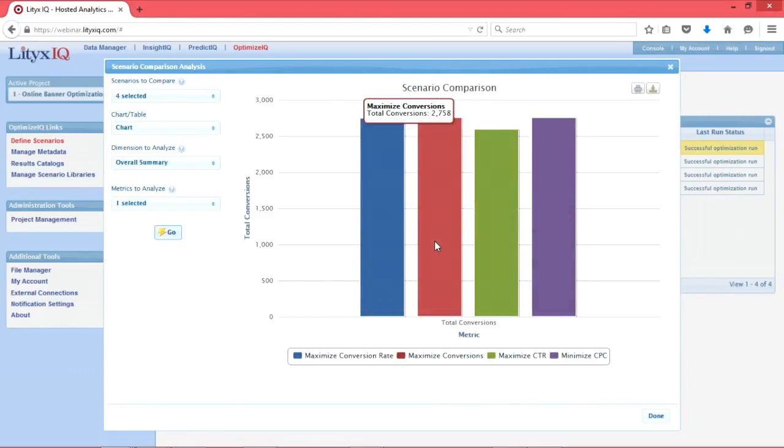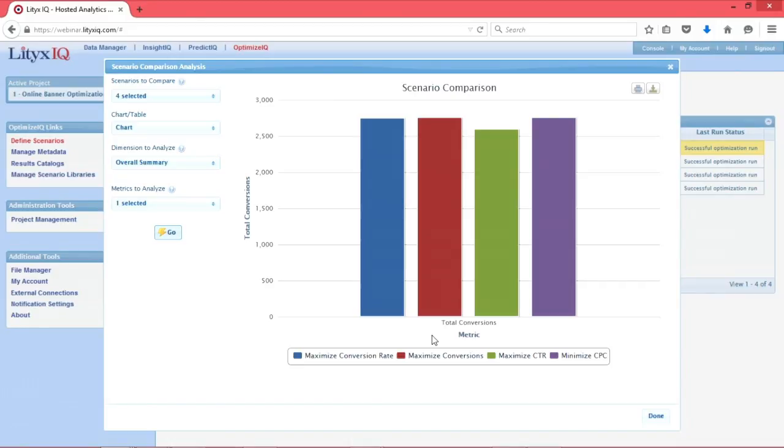Okay, what's always interesting here is that obviously the scenario that we set up to maximize conversions should be, and is, the one in this case that actually provides us a plan that gives us the most possible conversions. You can expect 2,758 under that scenario.